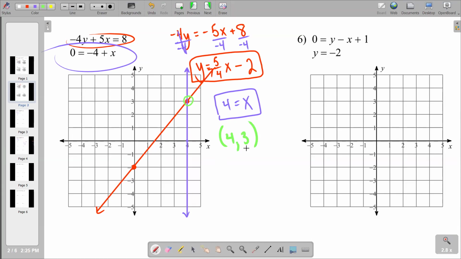And the rest of that page is honestly just more of the same. You do whatever you've got to do to either get y by itself or get x by itself, but usually it's going to be y.